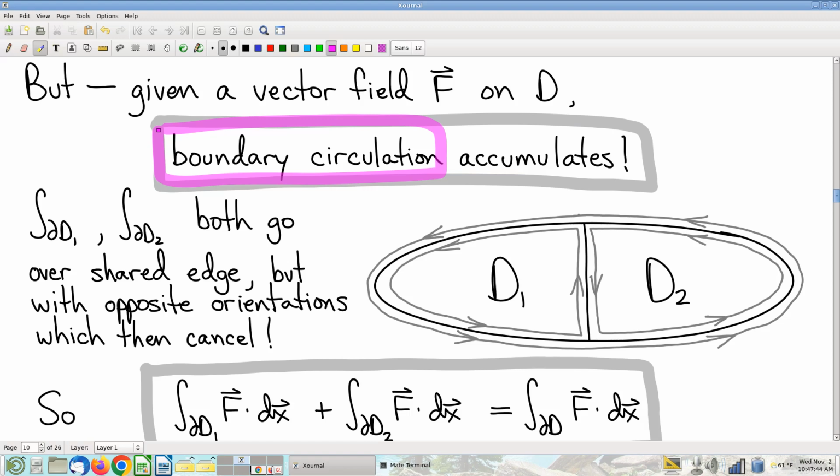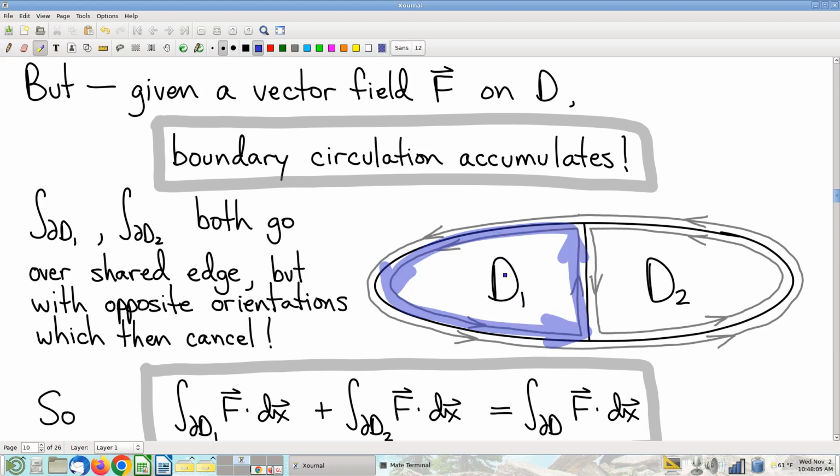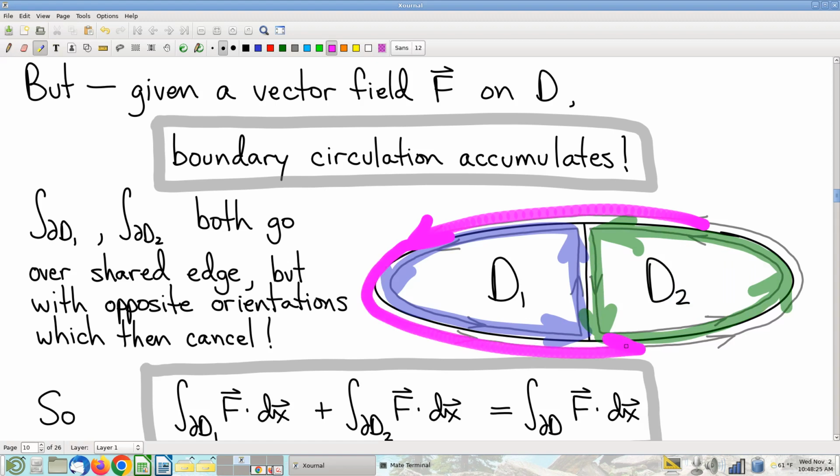Let's see that happen. Let's talk about what is the boundary circulation around the left piece here. Well, boundary circulation on that left piece is like that. Let's look at the right piece now. Here's the right piece of area. The boundary circulation around that is like so. The boundary circulation around the whole, like that, is blue plus green equals purple?